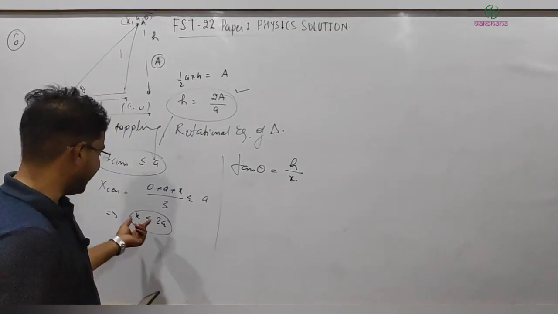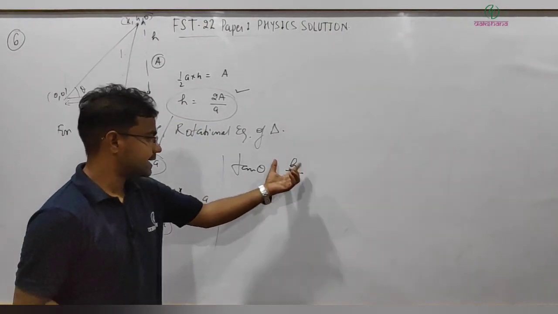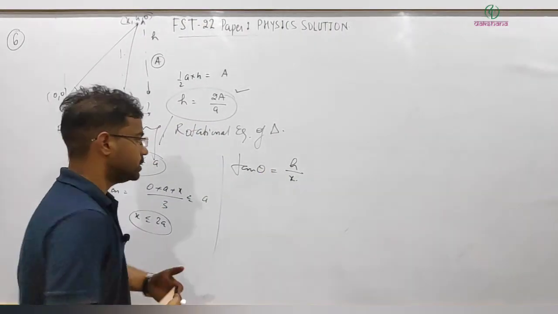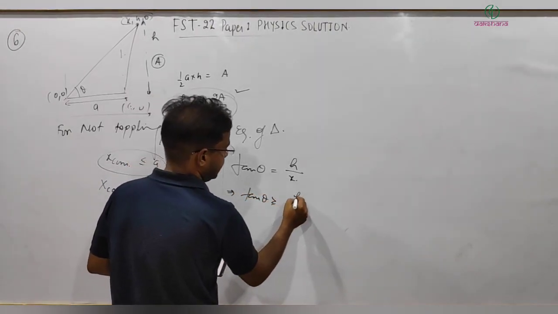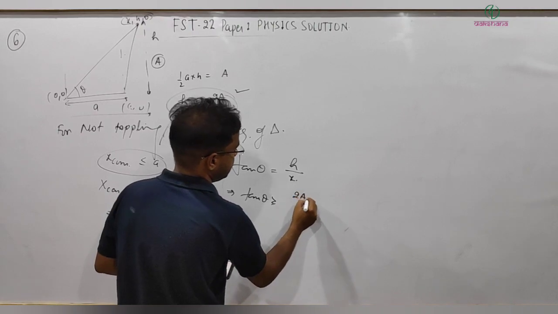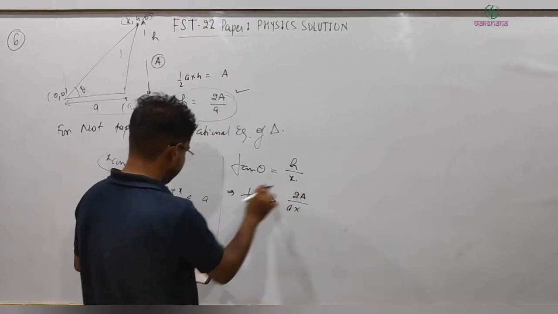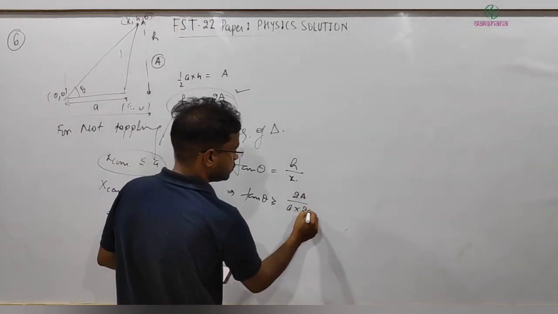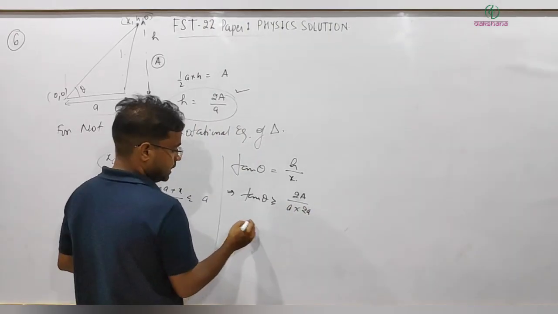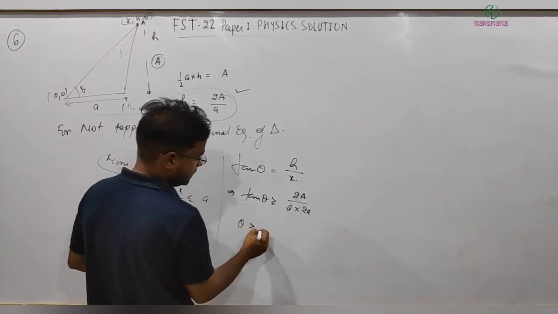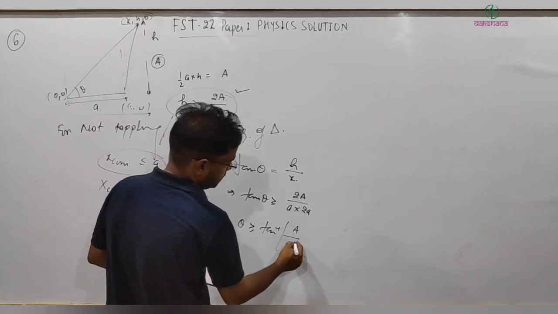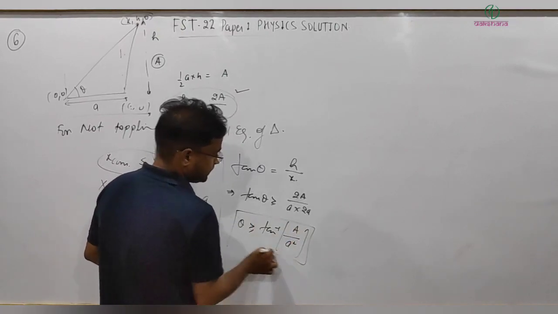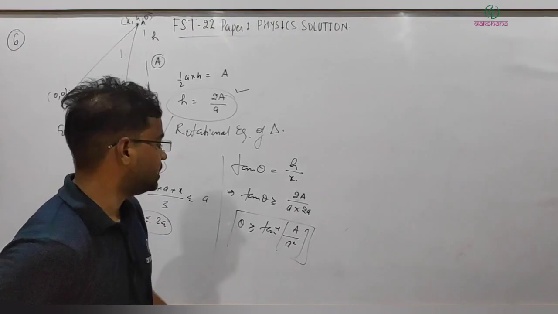So if x is less than this, then I can write tan theta will be greater than this. This implies tan theta will be greater than h. H is coming out to be 2 capital A by small a, and x is less than 2a, so then this will be greater than this. This implies theta must be greater than or equal to tan inverse of capital A by small a square.